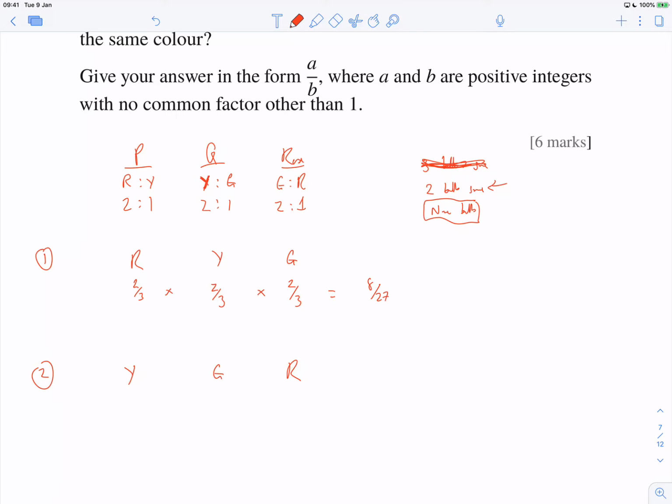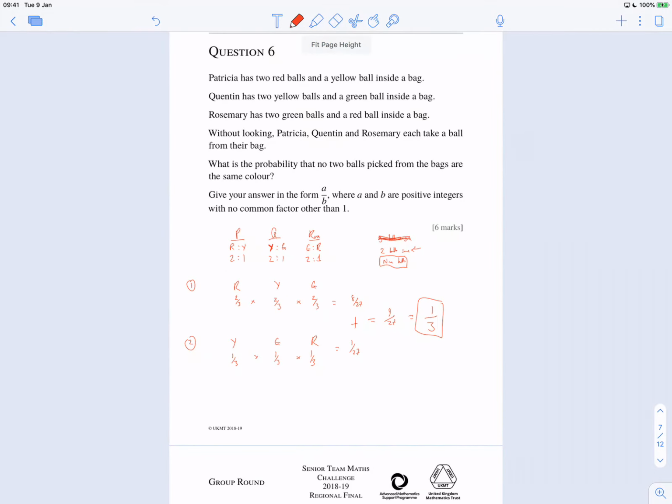And then for the other one, it's clearly where they pick the other choice, that's 1/3 times 1/3 times 1/3. So it's going to be 1/27. Add these 2 together, you're going to get 9/27, which you can divide by 9 top and bottom to get 1/3. So that's pretty easy.